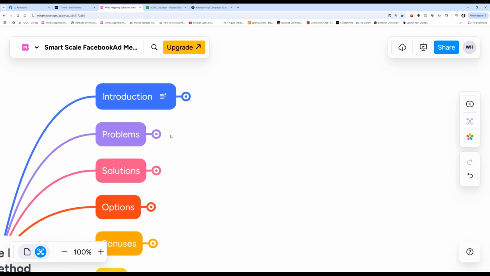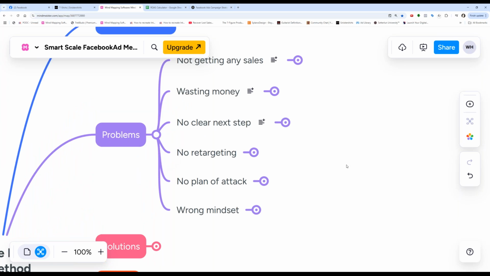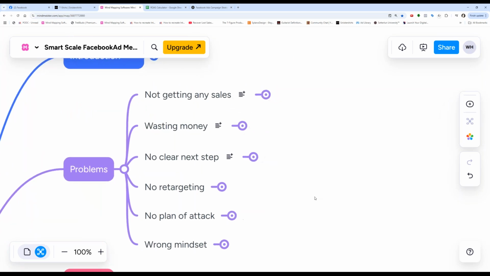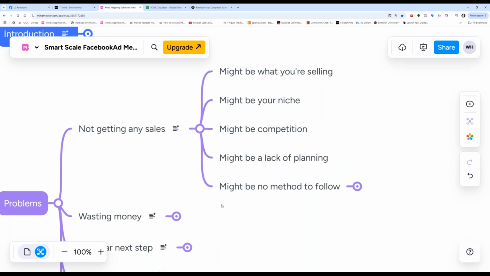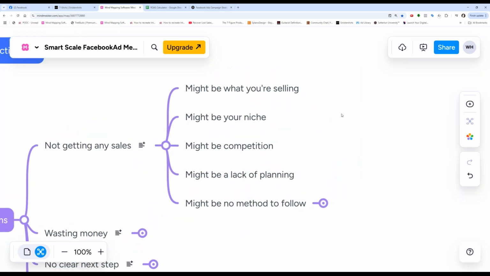I want to focus on all this good stuff, which is problems. So let's talk about problems before we get into solutions. The problem that a lot of people have is they're not getting any sales. If you're not getting any sales, it could be what you're selling. Maybe people just aren't buying it.